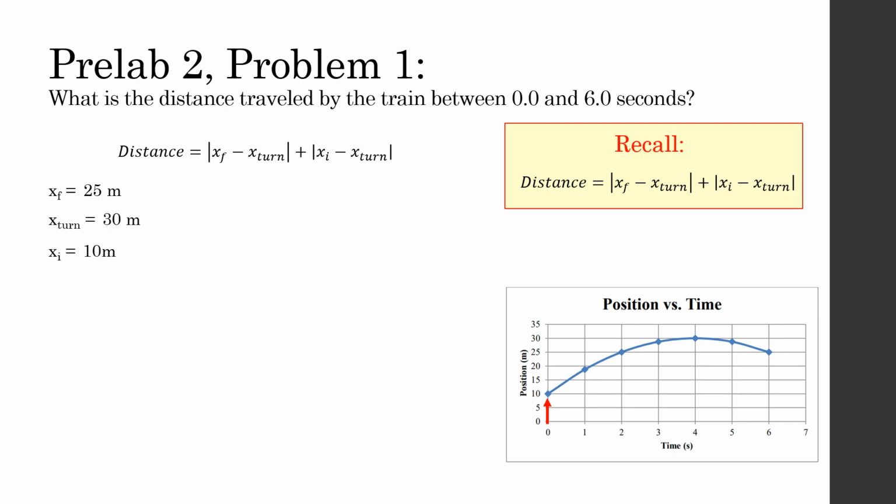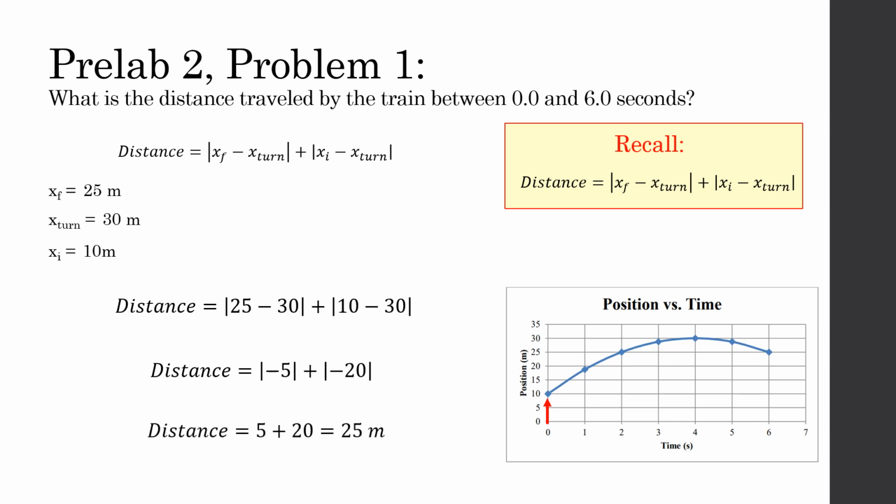So we take all of these values, we plug them into our handy-dandy position equation right up here, okay? And we find that distance is equal to 25 minus 30, right? So x final minus x turn, plus the absolute value of 10 minus 30, or x initial minus x turn, okay? Then we simplify that, so then we have the absolute value of -5 plus -20. Then we add those values together. 5 plus 20 is 25 meters, and that is our final answer.